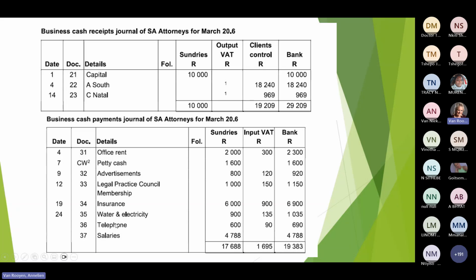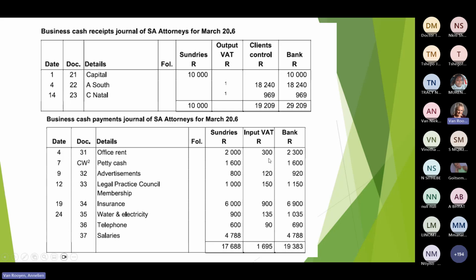The telephone will be Telkom or Cell C or whatever. Your salaries will be a person. You can even add the name there to have more details so that you can trace the transaction back. But these need to include the account that you will debit, because payments are credit in the bank. These accounts will be debited.